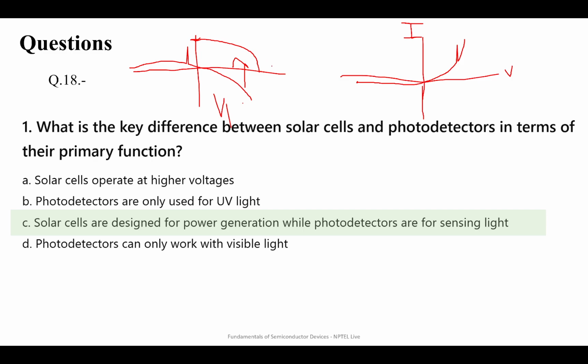Sir, basically, I have a question. Whatever you told, that photodetector can act as the opposite of the solar cell. For a photodetector the input will be voltage, and the output will be light.